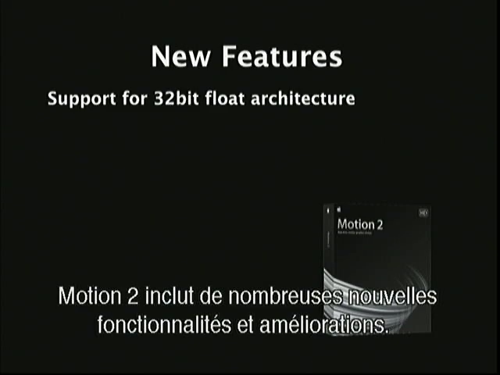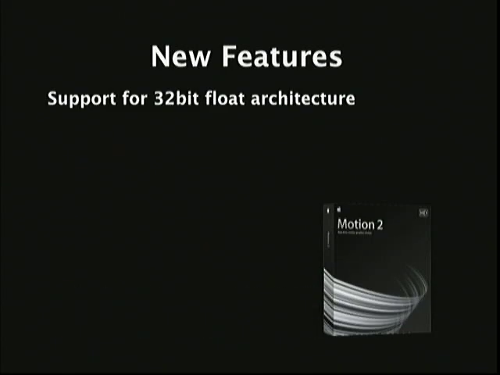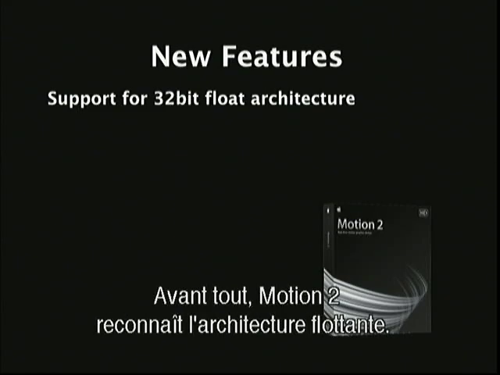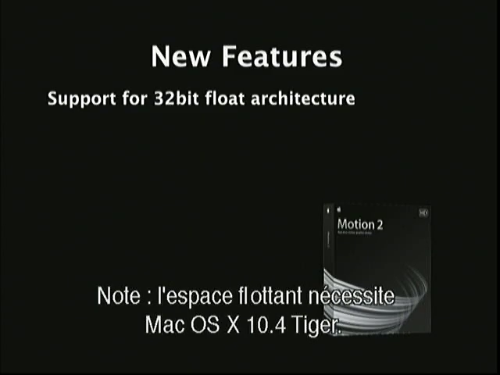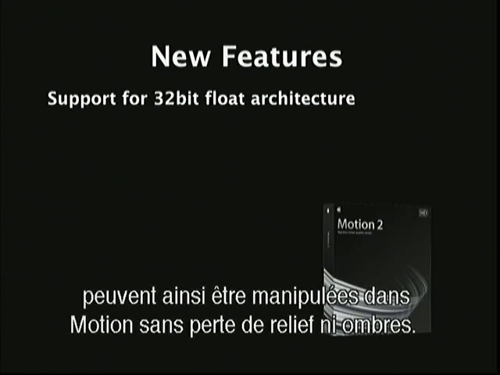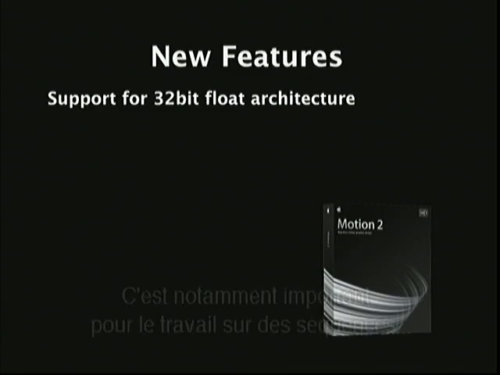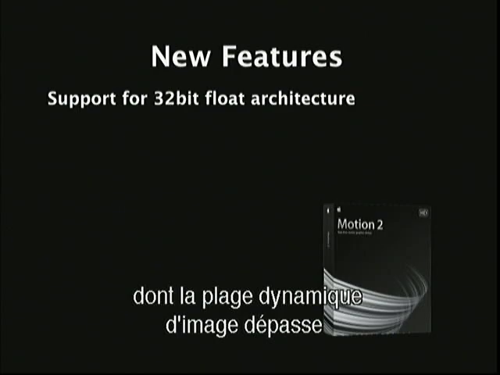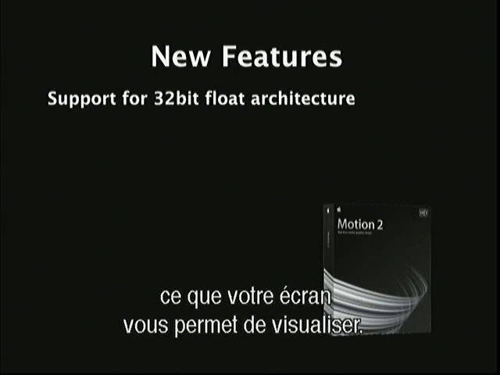Motion 2 includes many new features and enhancements. Let's take a look at some of the most significant ones. First of all, Motion 2 supports a float architecture. Note, float space is only available when working with Mac OS X 10.4 Tiger. What this means is that images with a high dynamic range of brightness values can be manipulated inside of Motion without clipping of highlights or shadows. This is especially important when creating work for film output, where the dynamic range of the image exceeds what can be viewed on your display monitor.